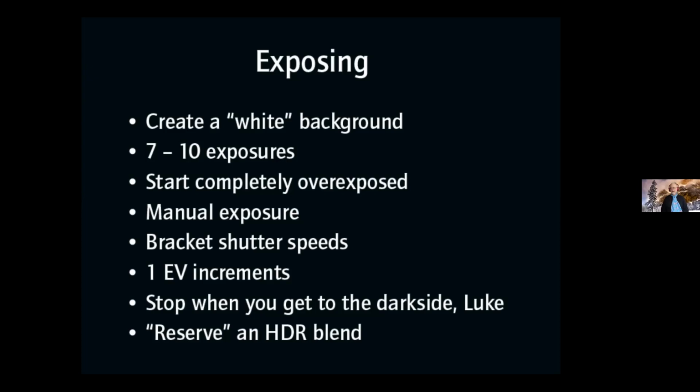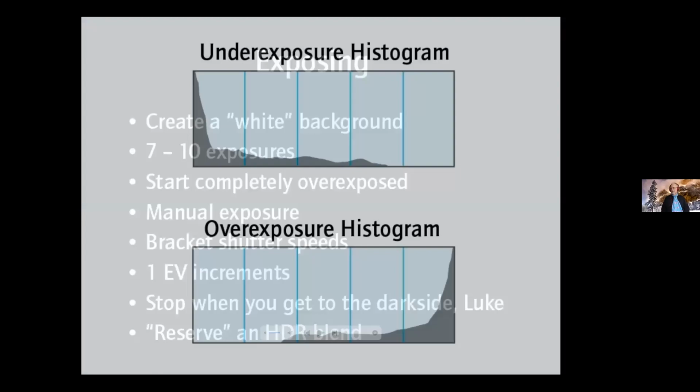Exposing to create a white background: 7 to 10 exposures, from the proper exposure to completely overexposed, bracketing shutter speeds in 1 EV increments. Stop when you get to the proper exposure, and reserve an HDR blend. I'm happy to answer questions about this, but note that it's covered in quite a bit of detail in the videos already up on YouTube, particularly the second Photographing Flowers for Transparency video. So you might want to review that if any of this is new to you.